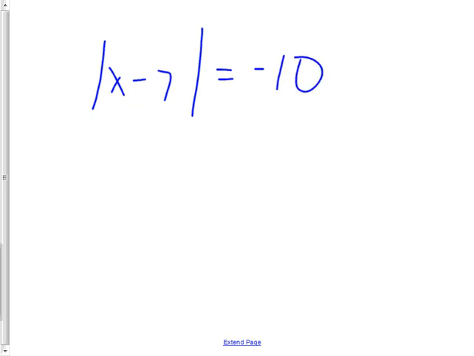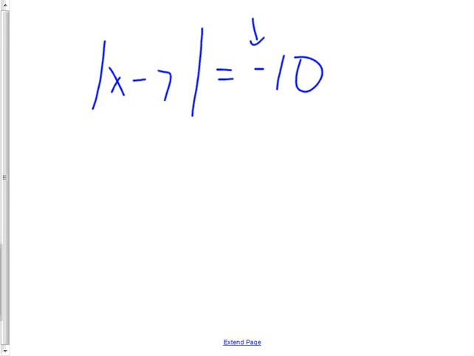Tell me what you think. Wait a minute, how come you're stopping already? Yes. There is no solution to this. You're right. Done. You get how a lot of kids would just solve it and they get answers? And they'd be wrong? Because an absolute value can't be a negative. So there is no solution.